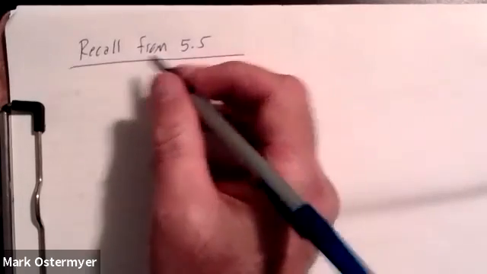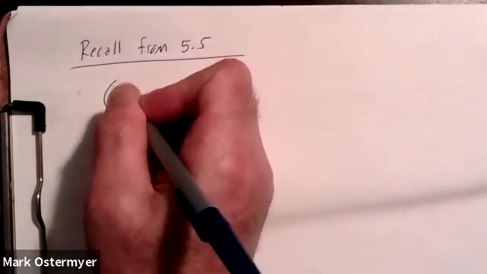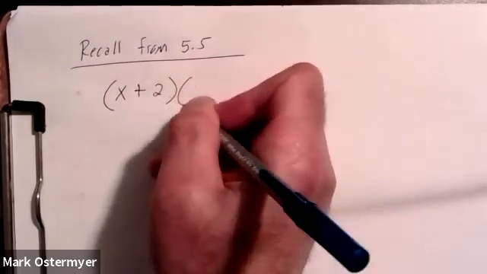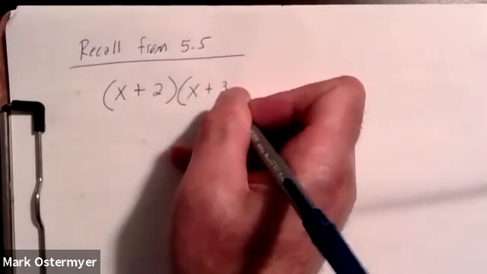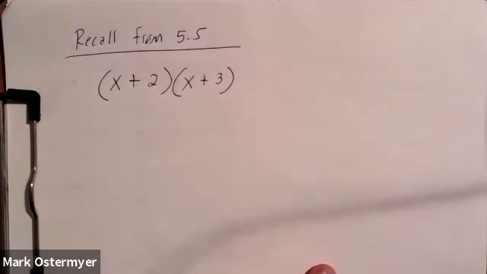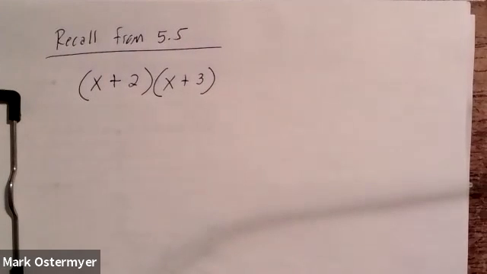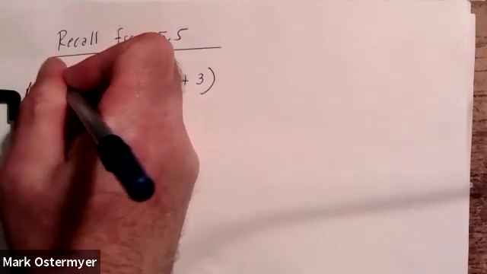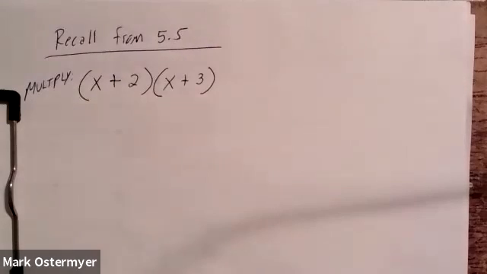From section 5.5, do we remember how to multiply two binomials together here? Anybody remember how we did this last week, section 5.5? How would we multiply these binomials? Well, we had a nifty little algorithm. Anybody remember the name of that algorithm? The FOIL method. Okay.